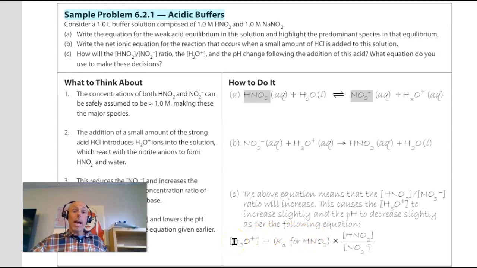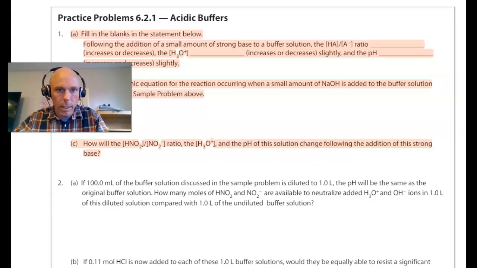That makes sense. You're adding a strong acid, the hydronium should go up, but only a little bit. If hydronium goes up, we know pH goes down. So again, the addition of a strong acid to this buffer system will raise hydronium, but just a bit, and drop the pH.